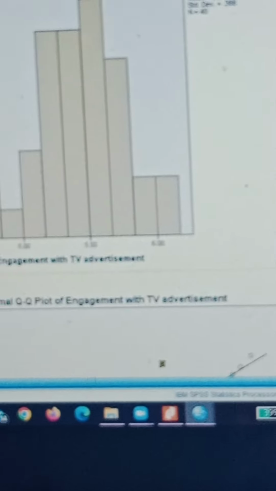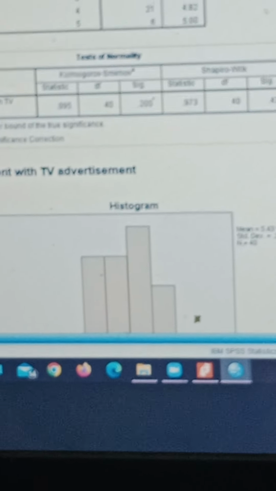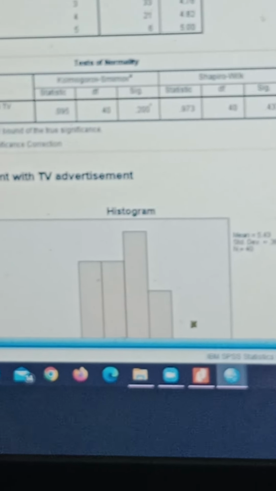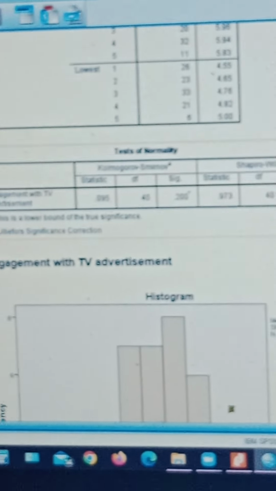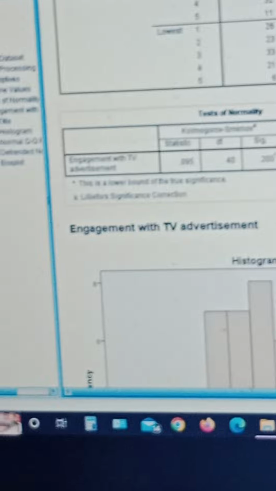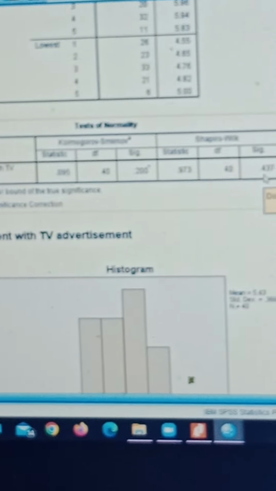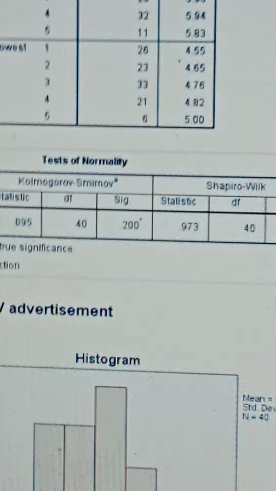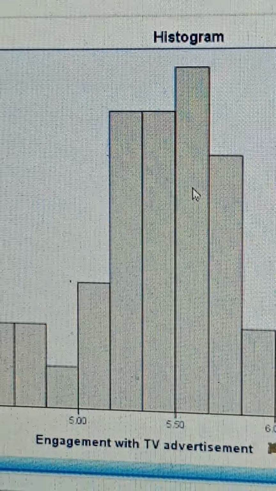Okay, now let's look at the Shapiro-Wilk value. So look at this value right here, 0.437. Remember, we need a value that is more than 0.01 for us to say that the data is normally distributed. Is this value more than 0.01? Therefore, we can say that our data is normally distributed. So our data passes that assumption.